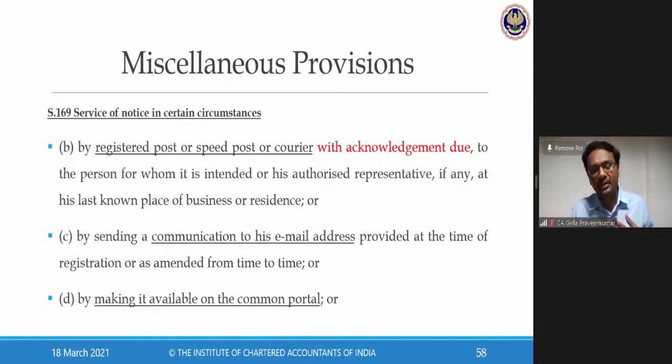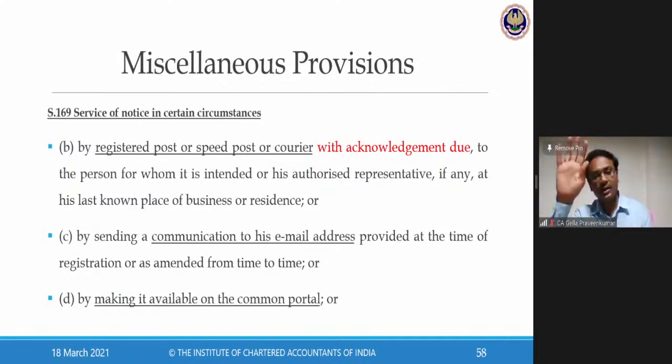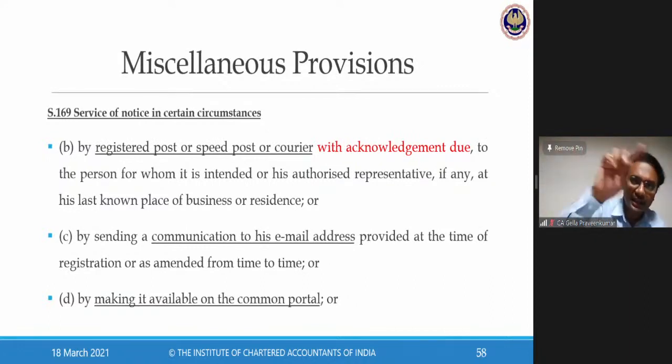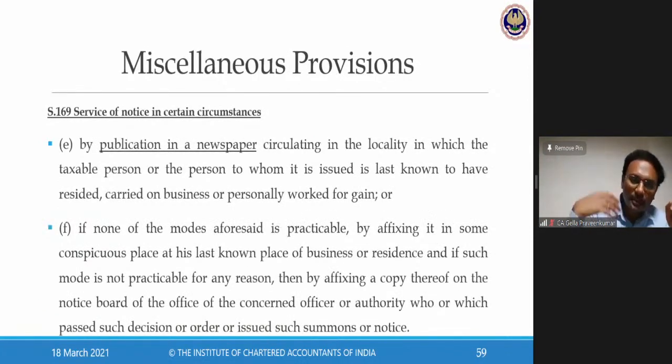Sir, I have not received it. My authorized representative has received it. That is also deemed to be a communication. These days, in the electronic era, all the notices are coming through email. Alternatively, on the login portal, the moment I log into the common portal, there is a notice which comes and sits on my common portal. All these are regarded as modes of communication.